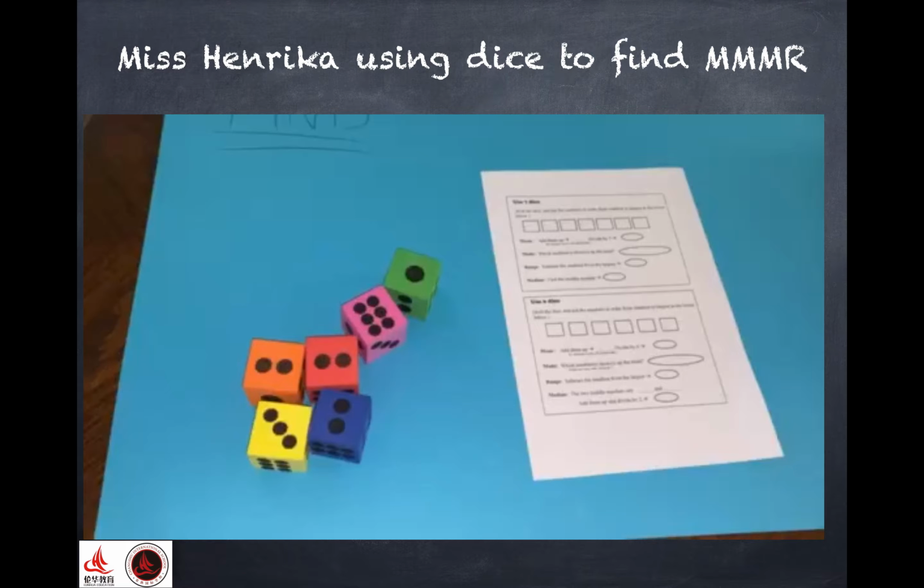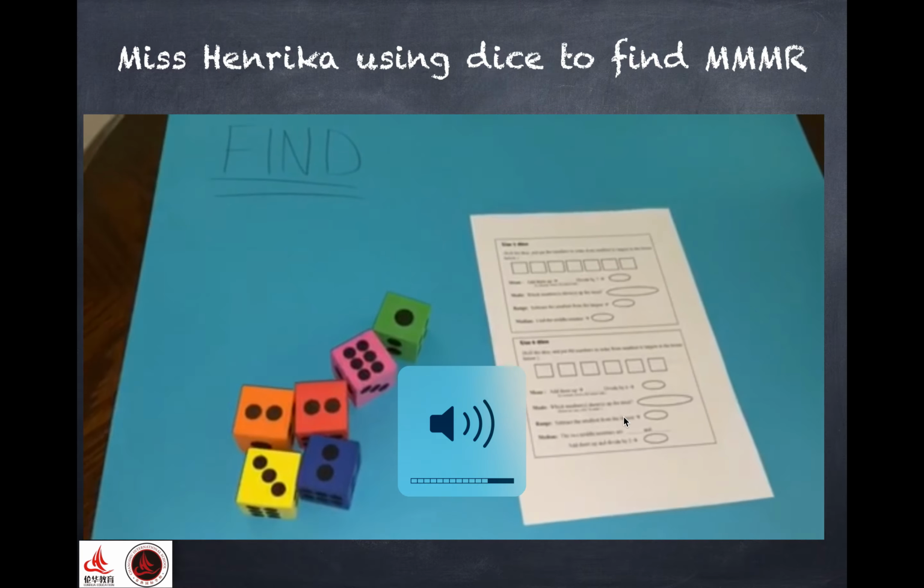So I did another activity and I recorded this using dice. So Miss Henrika using dice to find MMMR. Okay, so now you have the sheet for homework, so you can use this sheet as well if you have dice, so you can just choose any random numbers. So let's watch this video.